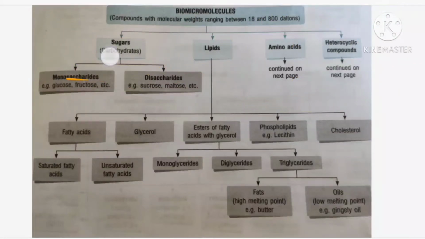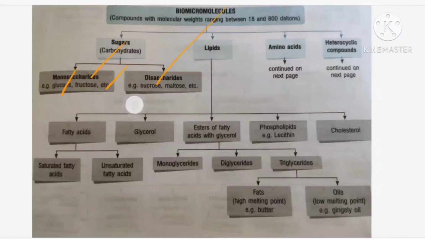So under sugar, what are the two smaller units we are going to discuss? One is monosaccharide and another is disaccharide. For example, a monosaccharide is made up of only one sugar unit. What is it? Glucose. Glucose has only one sugar unit and is the simplest form, which can be easily absorbed and need not be digested. Another example is fructose, fruit sugar, which is also a monosaccharide.